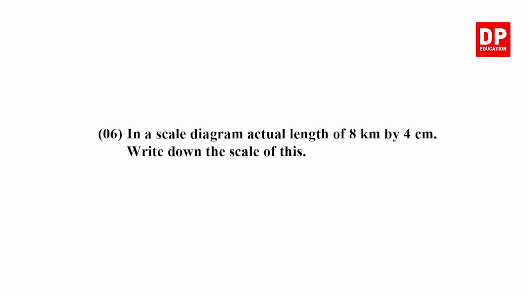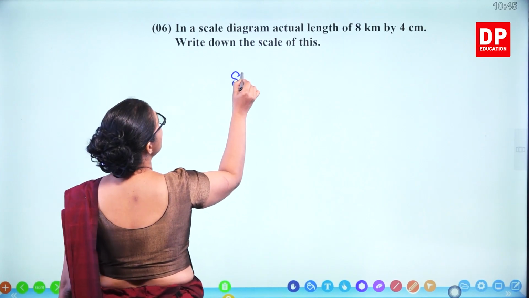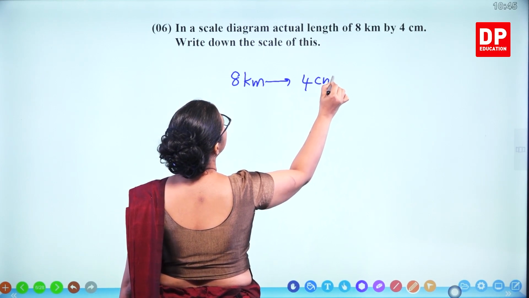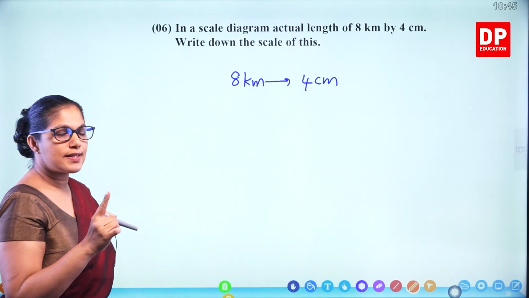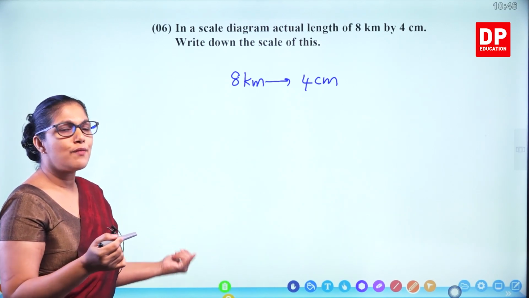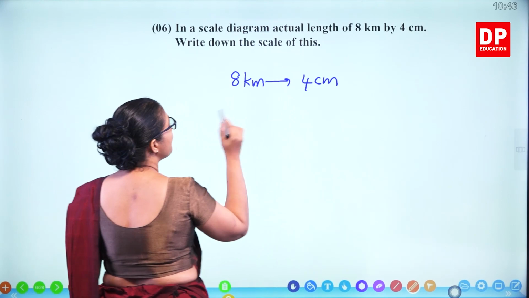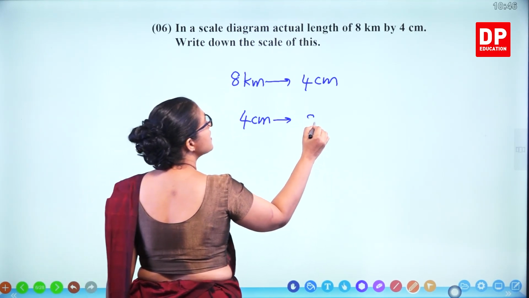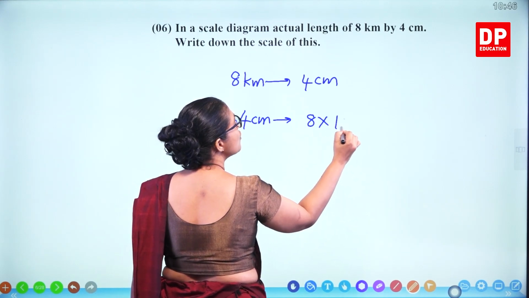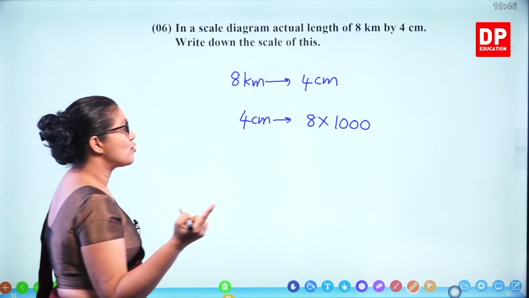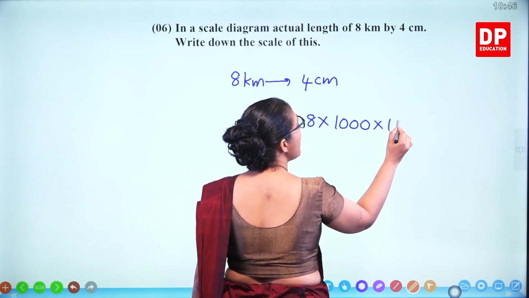Question number 6. In a scale diagram, an actual length of 8 kilometers is represented by 4 centimeters. Write down the scale of this. So we have to find it in centimeters, and you write it without the units. So 4 centimeters means 8 kilometers. Convert to meters, you need to multiply by 1000. That's meters. To again convert to centimeters, you have to multiply by 100.